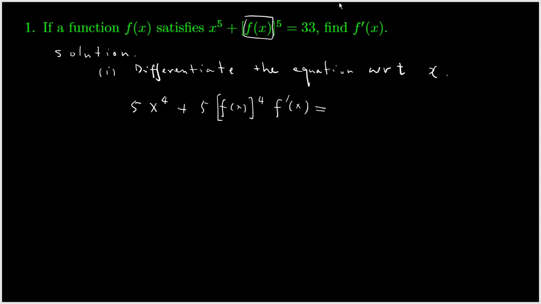And then differentiating the right-hand side is simple. 33, you treat 33 as a constant function of x. Okay. The derivative of 33 is equal to 0. The derivative of a constant is 0. Again, for step 1, I want you to complete the derivatives of all the terms in one step.